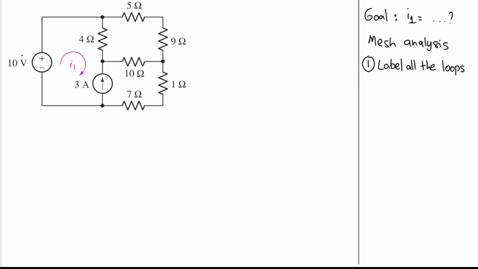So we have I1 here, and I will have another loop here, which is I2, and then this loop here as I3, right? Good, so now we have 3 loops, I1, I2, and I3. And what we need to do next is KVL at all the unknown loops.